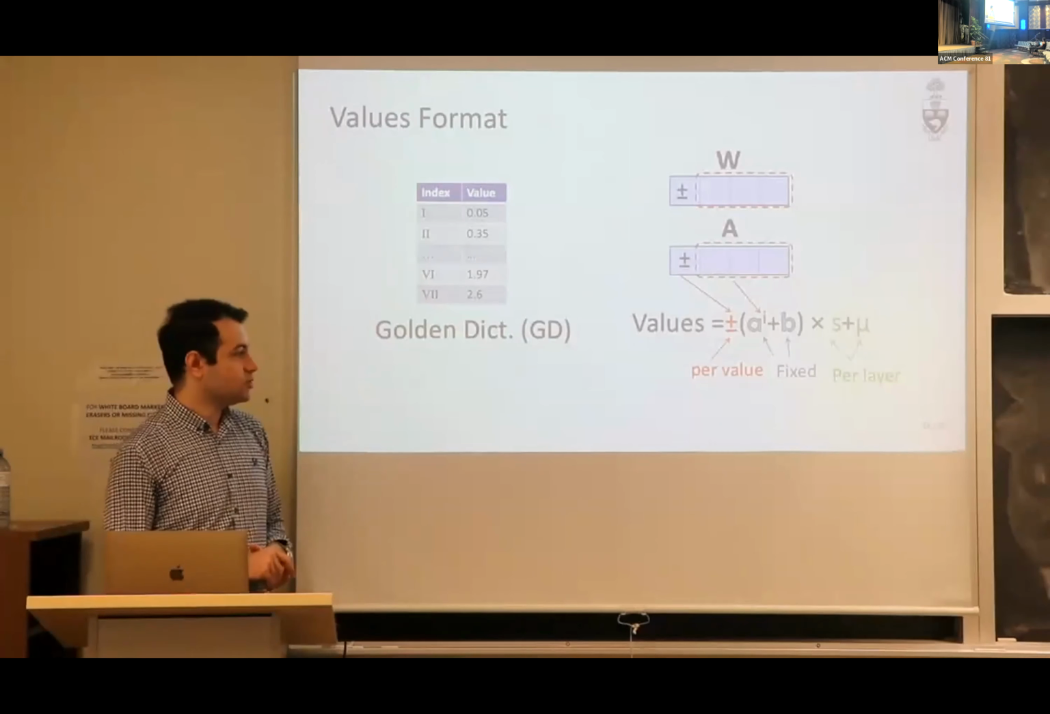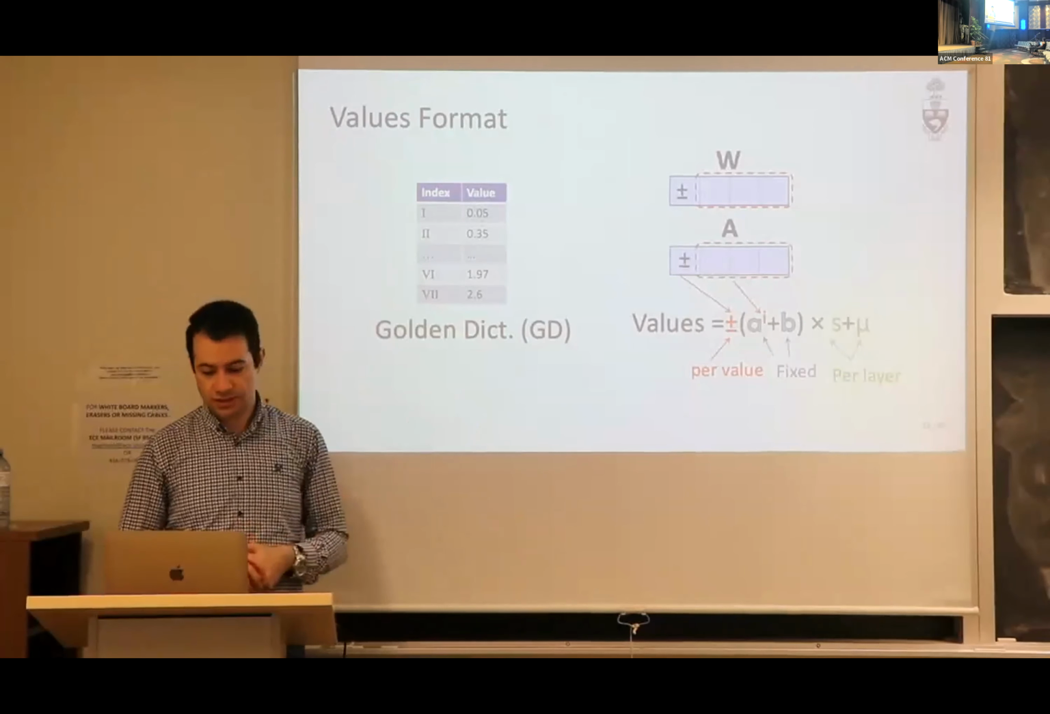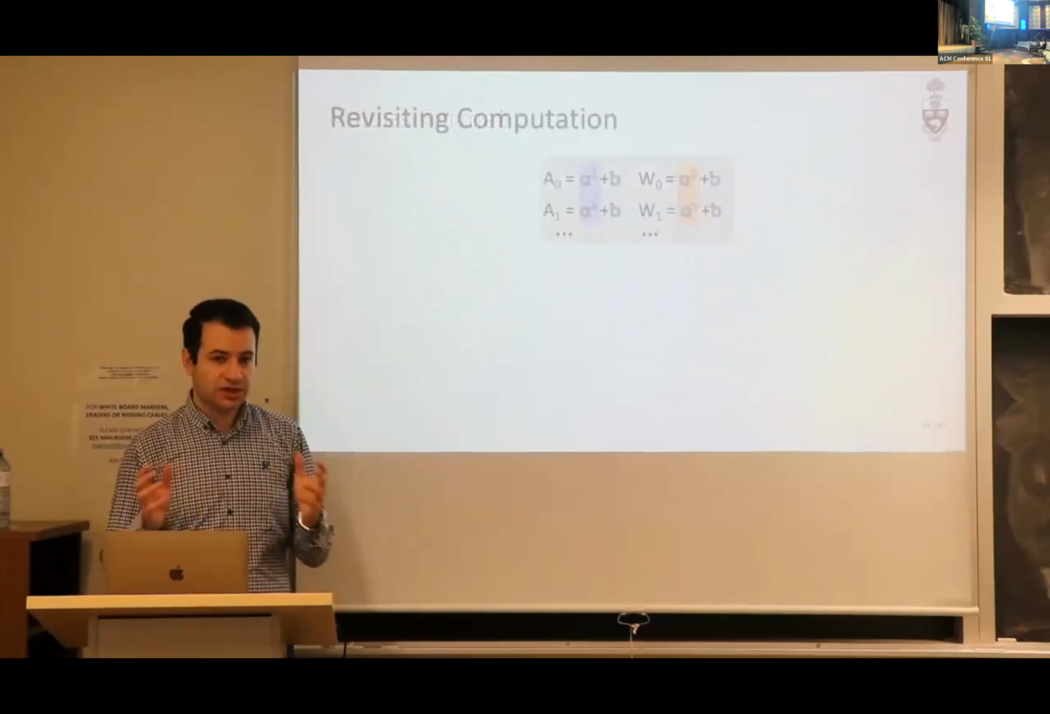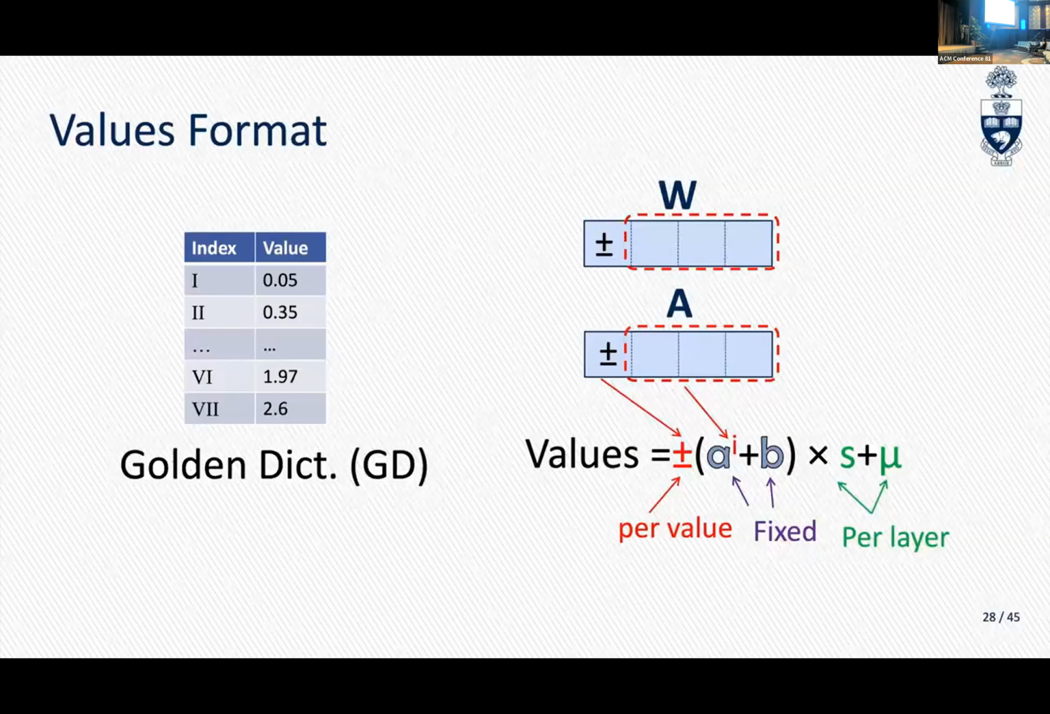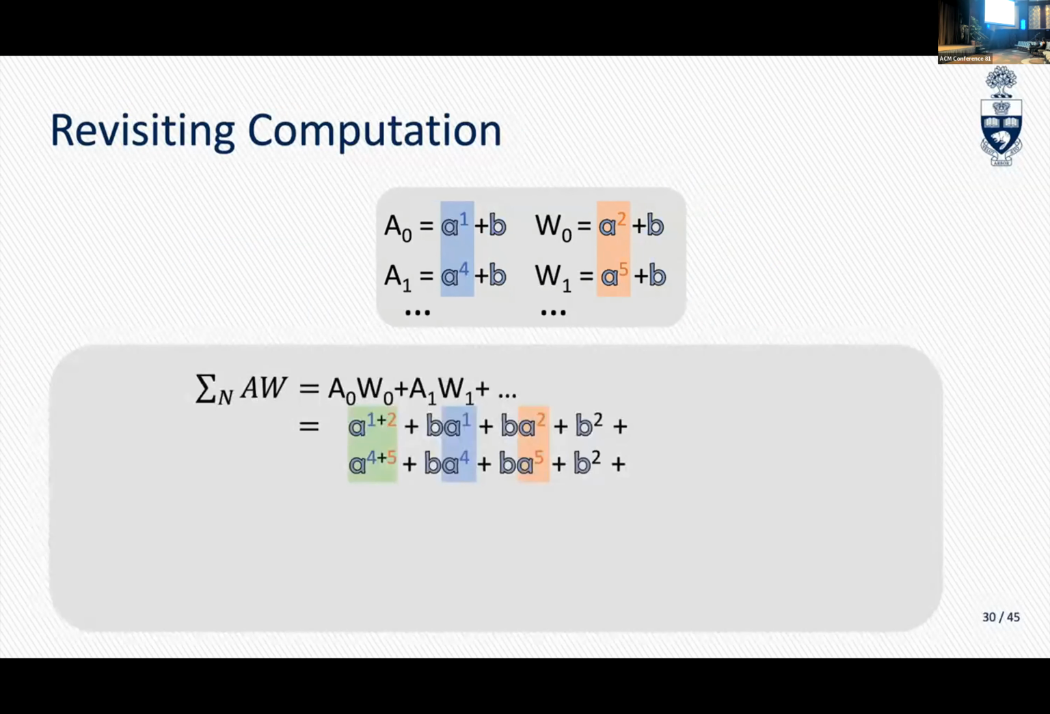So for simplicity, let's assume that all the values that we have are positive, standard deviation is 1 and mu is 0. And let's revisit the computation to see what happens if we want to perform computation using this format. So we have activations and weights, and they are all represented in the format of a^I + b. Now we want to compute our output activation, which is just a multiply accumulation of this. If we multiply and accumulate these values, we can expand them to 4 terms.